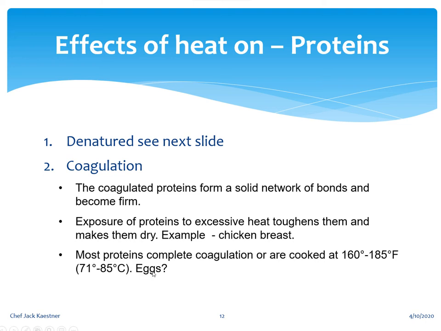And eggs, in the book it talks about, the egg whites will start to coagulate at around 140, and then the egg yolks will start to coagulate around 146.